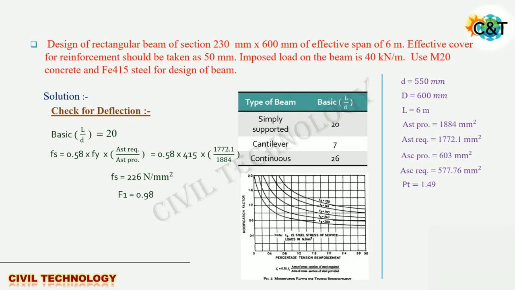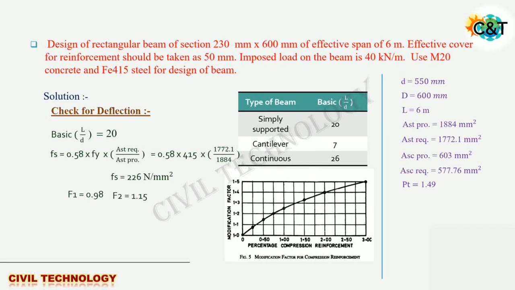Similarly, we have to find another factor, that is the F2 factor. As our beam is a doubly reinforced section, which means we have to provide compression side steel also, we require the F2 factor here. In the singly reinforced beam design, we can take just one value, because there is no need to provide compression reinforcement. But now here we have to calculate the F2 value.